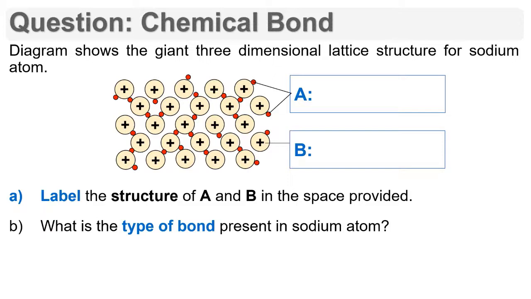Last question. Diagram shows the giant 3-dimensional lattice structure for sodium atom. A. Label the structure of A and B in the space provided.